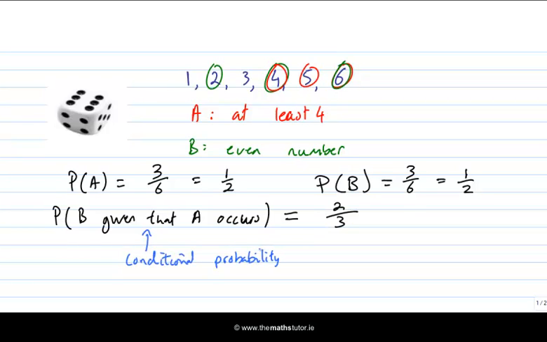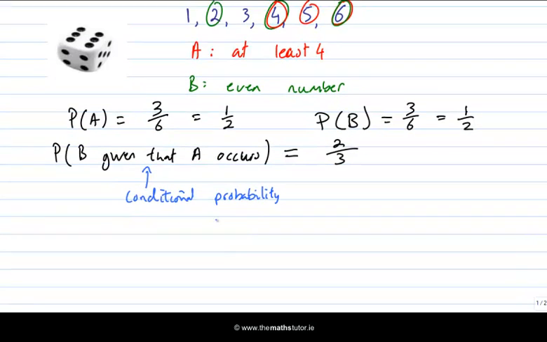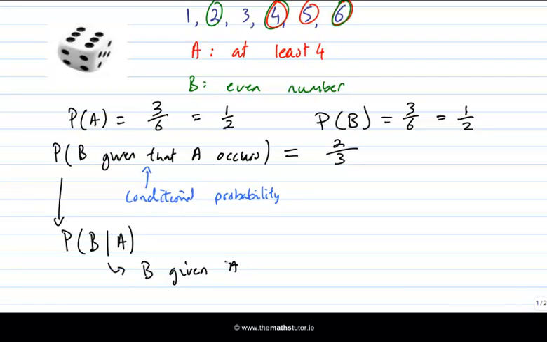We're asking for the probability of an event conditional on the assumption that another event occurs. So in this case, we're asking for the probability of B given that A occurs. Now there's a shorthand notation for that that's very commonly used. So instead of writing down B given that A occurs, we just write it like this: probability of B, and then we put a vertical line and A. So that means B given A. So that vertical line there is just a shorthand for given.